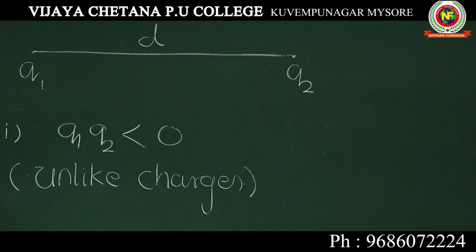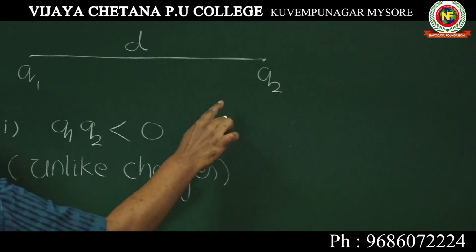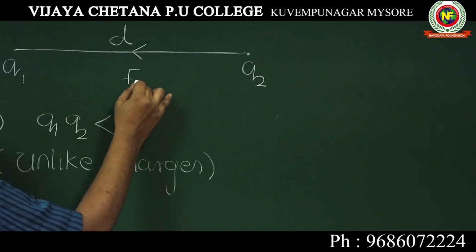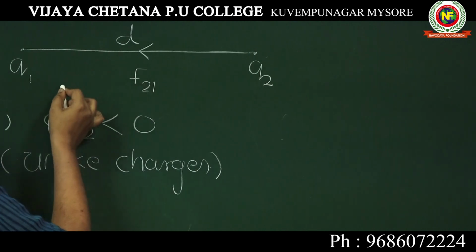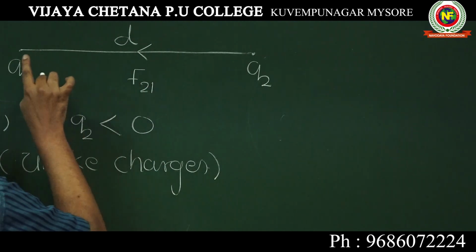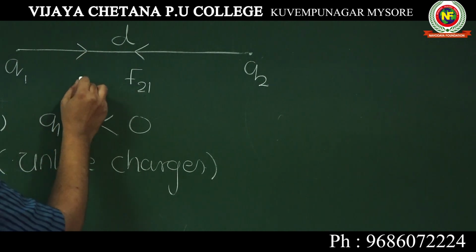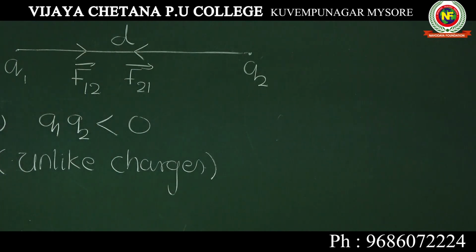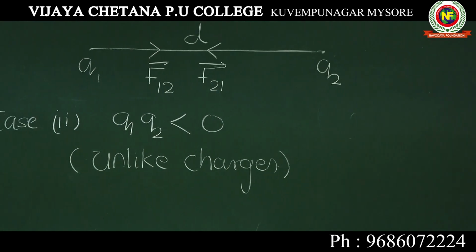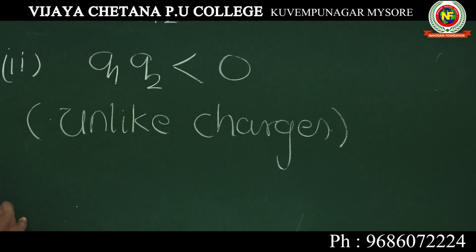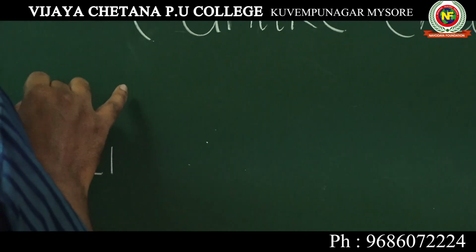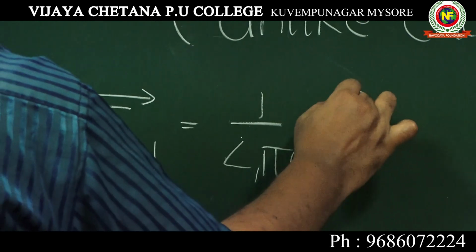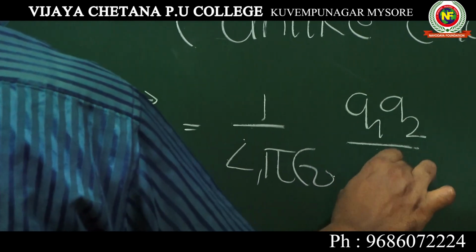In that case what happens? They attract each other. One will exert force on 2 which is attractive. So force on 2 due to 1 will be acting this way. Similarly, force on 1 due to 2 will also be acting in the same direction. This is F12. Vectorially, these two are now attractive. How to write the expression? Very simple, carefully observe. Now I want F21, let's say. F21 vector is equal to 1 by 4 pi epsilon naught. Same magnitude, Q1 Q2 by d square, no change.